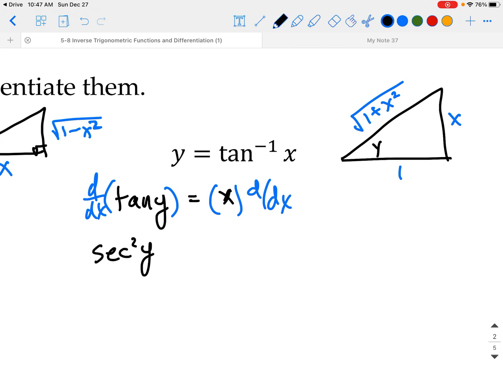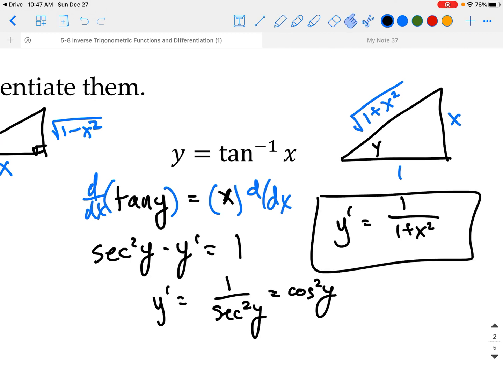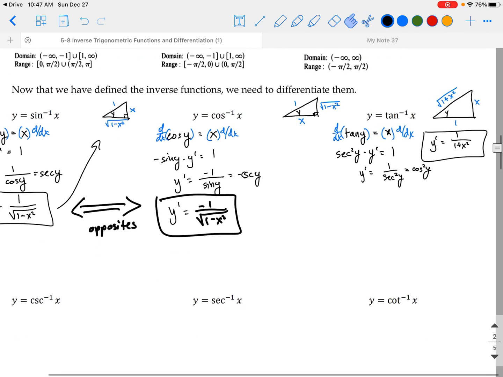So we're going to get secant squared y times y prime is equal to 1, since the derivative of tangent is secant squared. So y prime is equal to 1 over secant squared, which is just cosine squared. So if we look at our triangle then, cosine squared is simply going to be 1 over the square root squared, so we just drop the square root. So we get 1 over 1 plus x squared.